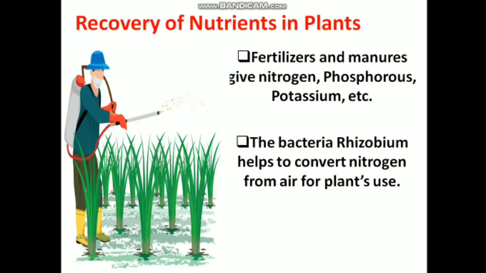So dear students, there are two basic ways of doing that. So what are those two basic ways? Firstly, fertilizers and manures give nitrogen, phosphorus, potassium, etc. So we should give fertilizers and manure to the soil. And secondly, there is a bacteria known as rhizobium that also helps to convert nitrogen from air for plants' use. So these are the two main basic ways of recovery of nutrients in the plants.